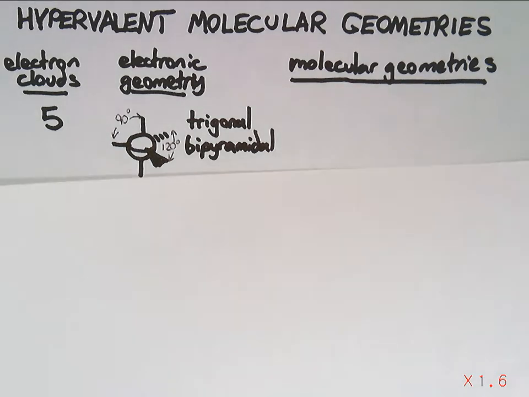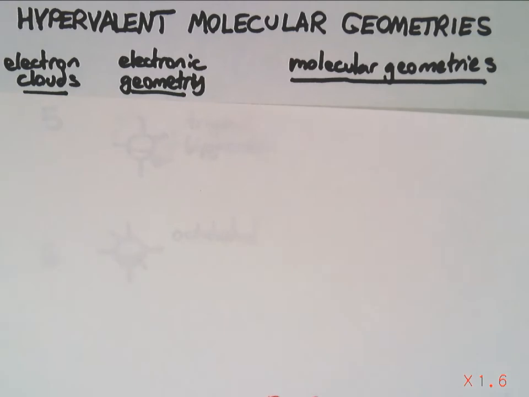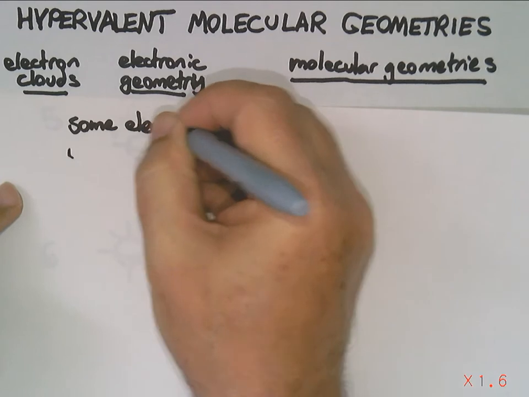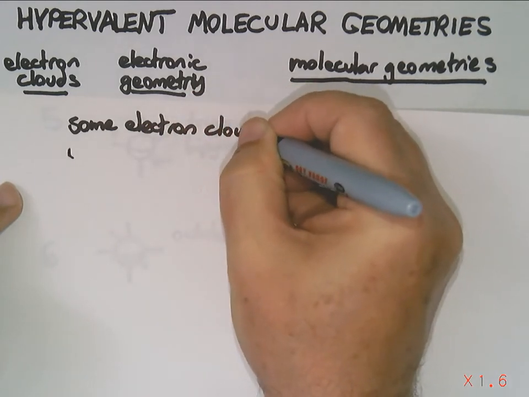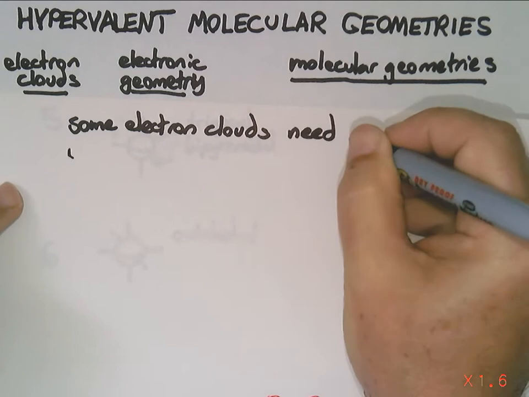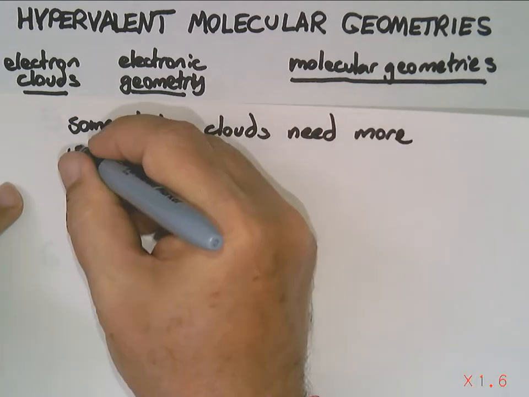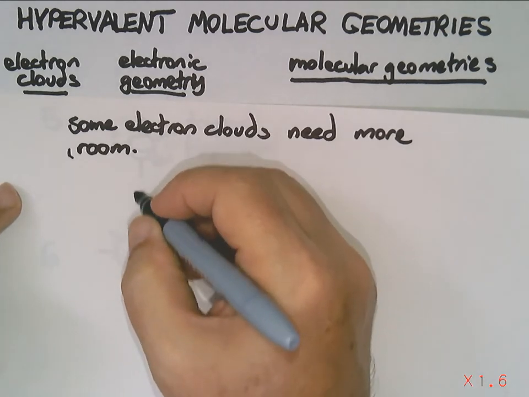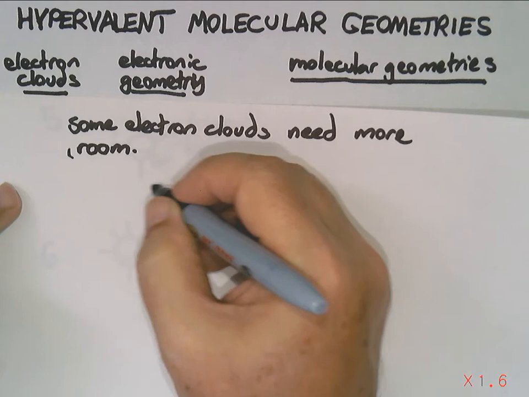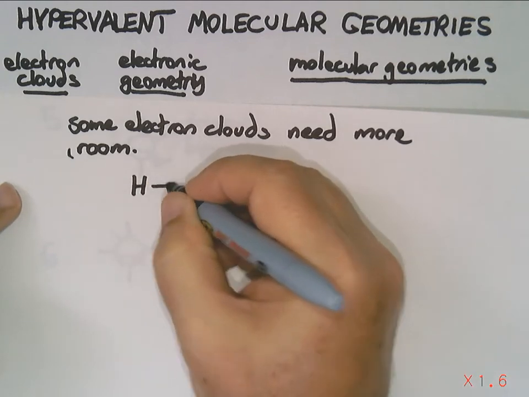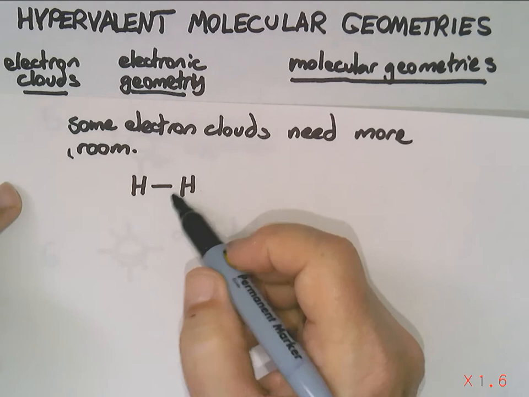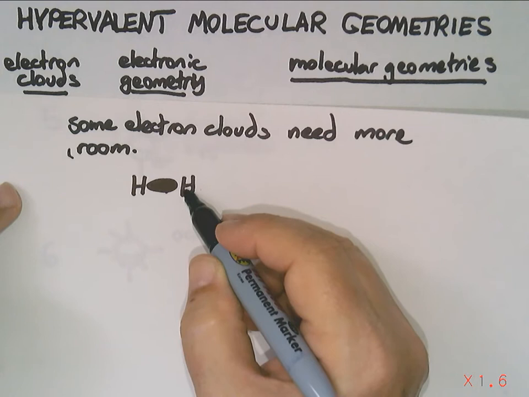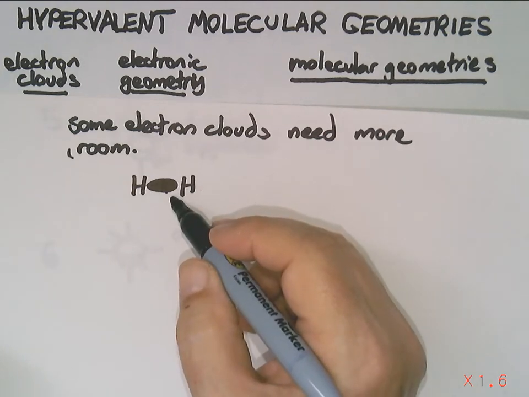Something that we haven't quite talked about yet. Some electron clouds need more room. In particular, bonding electrons, say you've got this situation and you've got bonding electrons here. The electron cloud is tightly localized between the 2 atoms. The 2 atoms pin the cloud down, so it doesn't take up a lot of room.